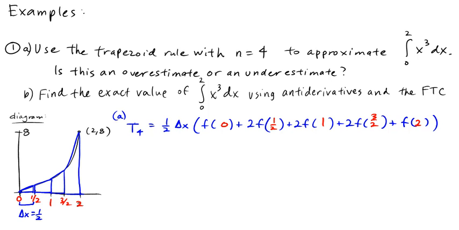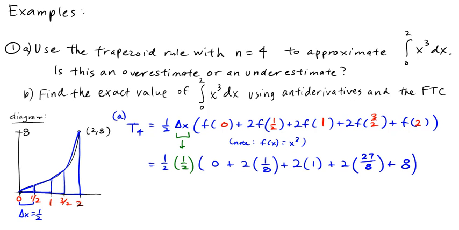And note that in this case, the function f we're referring to is x cubed. Substituting in for f at 0, f at 1/2, etc., we get this. And so when we clean up that arithmetic, the estimate that I'm getting for the integral from 0 to 2 of x cubed dx is about 17/4.